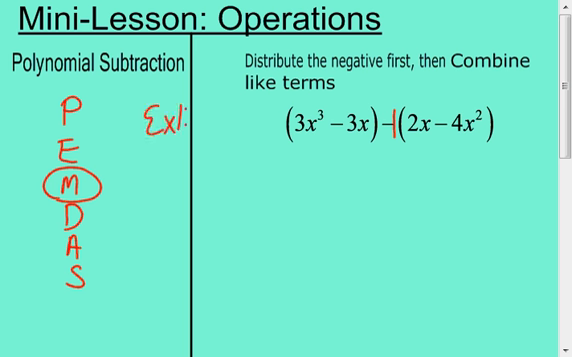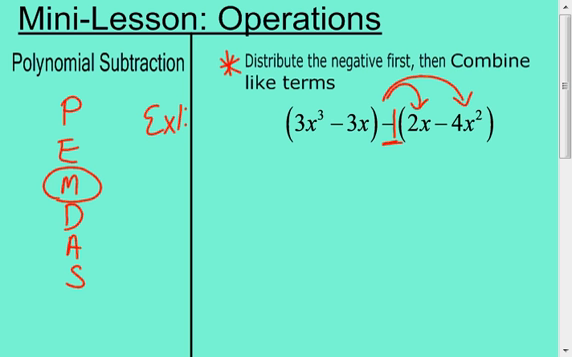We need to take care of this distribution, this multiplication of a -1, and then we'll be able to combine like terms. So our steps really haven't changed. We just have to first multiply or distribute the -1, and then we will combine like terms. So let's go ahead and finish this out in example 1.